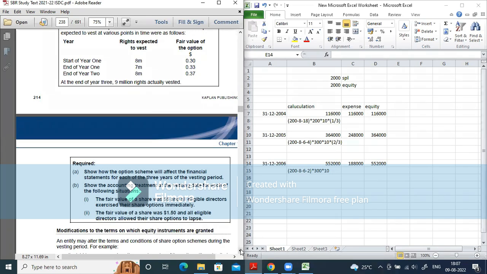Requirement A is show how the option scheme will affect the financial statements for each of the 3 years of the vesting period. So we need to show the expense as well as the equity for 3 years. So how can we go with this, participants? How can we compute this?